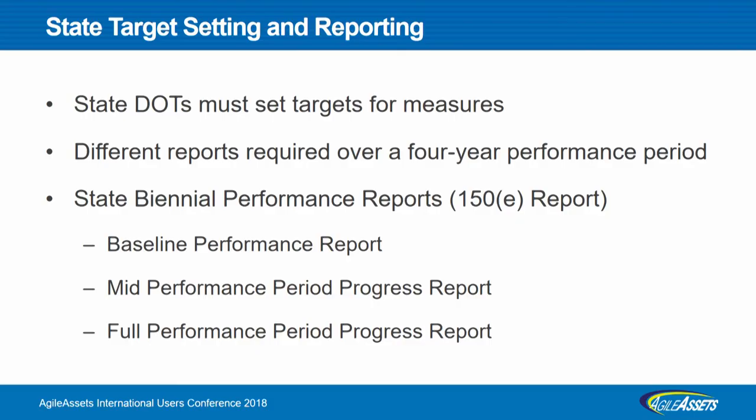So what is the requirement? Mandatory reporting requirements. The first thing is state DOTs should work with local agencies to establish performance targets, and over a 4-year performance period, they need to report those targets along with the 2-year progress report, which is the mid performance period, and the full performance period progress report, which is 4-year, to the feds to show how they are doing toward achieving those targets.